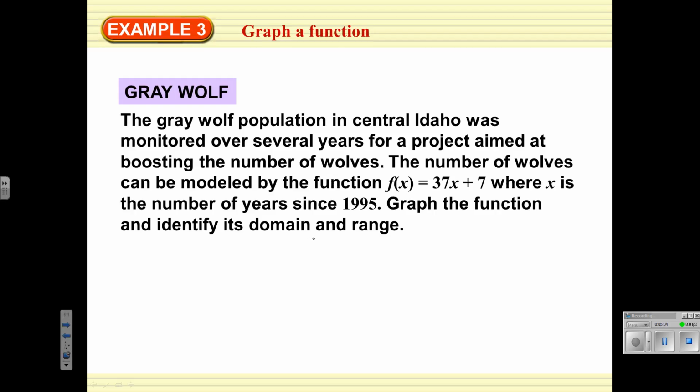The gray wolf population in central Idaho was monitored over several years for a project aimed at boosting the number of wolves. They wanted to increase them. The number of wolves can be modeled by the function f of x equals 37x plus 7, where x is the number of years since 1995. So 1996 would be 1, where x would equal 1. 1995 would be 0. X would equal 0 because there's no years since 1995. So we're going to graph the function and identify its domain and range.